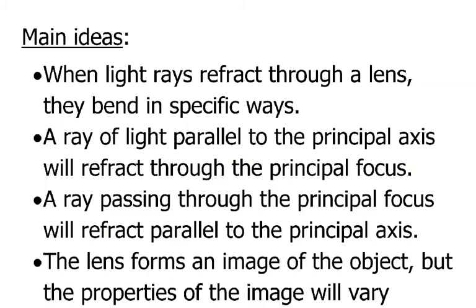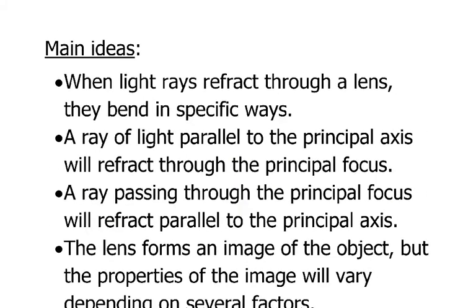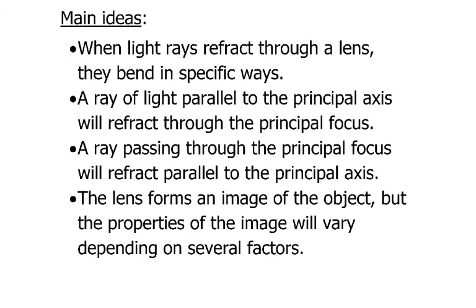Okay, so let's summarize what we've learned about light rays and lenses, thin converging lenses. So here are the main ideas. When light rays refract through a lens, they bend in very specific ways. With a thin converging lens, a ray of light that is passing parallel to the principal axis on one side of the lens will refract through the principal focus of the lens on the other side.